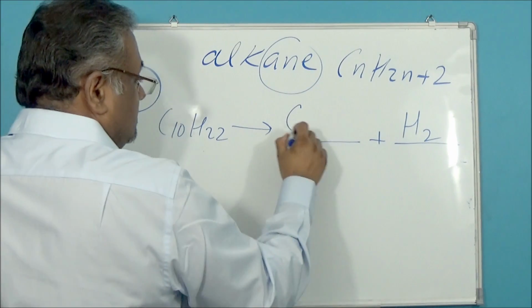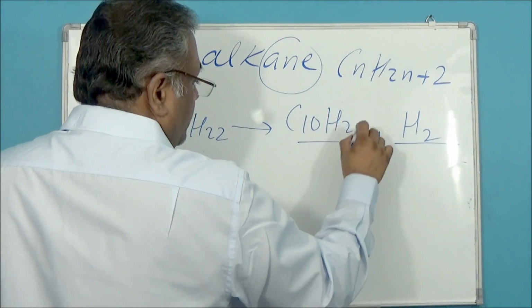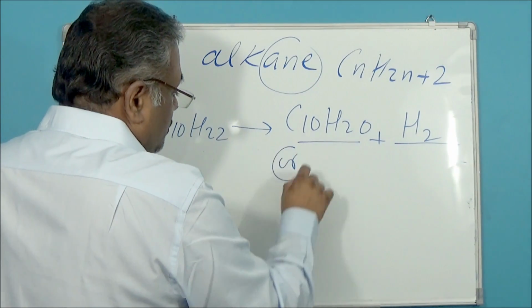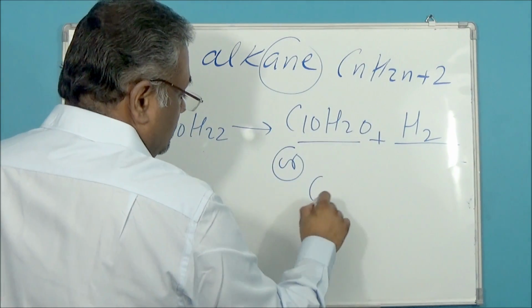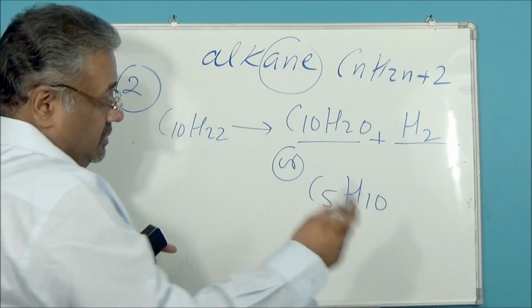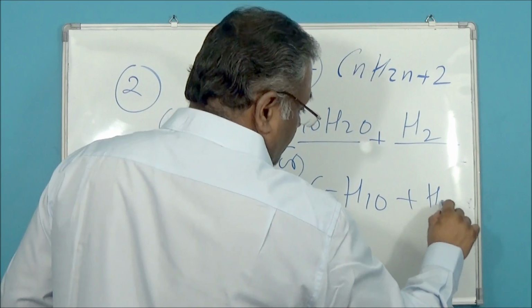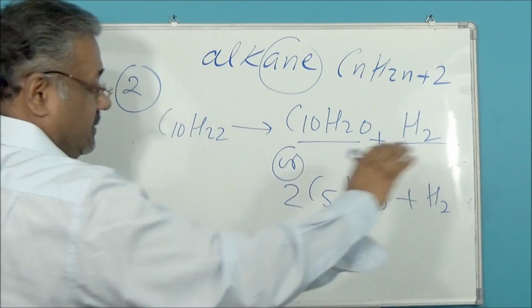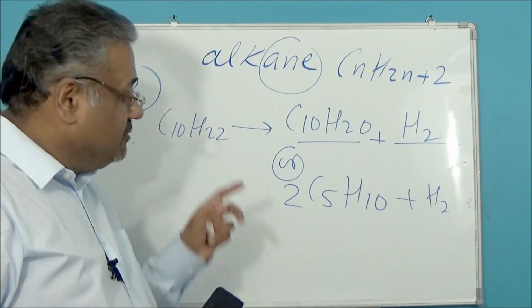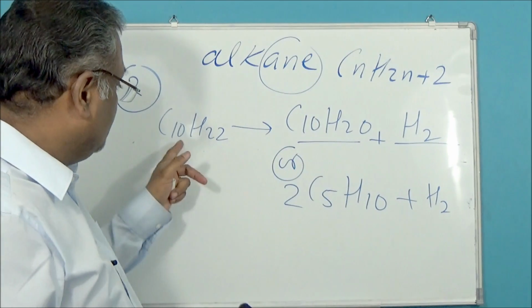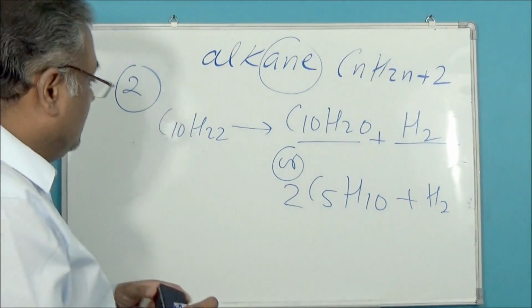So you might get C10H20. Just remove 2 hydrogens from there. Or you could divide this by 2, so it will become C5H10. But then be careful, you need to balance this equation. Because you divided this by 2, if you just put a 2 here, the equation is balanced. So you see, you could do various combinations here. As long as this all adds up to this one, you're fine.